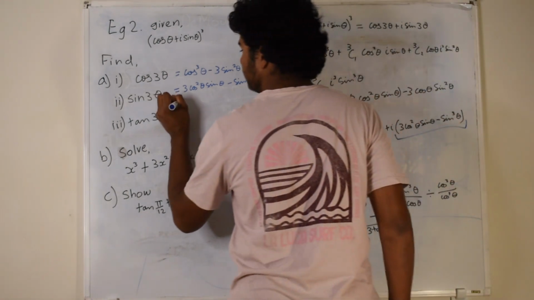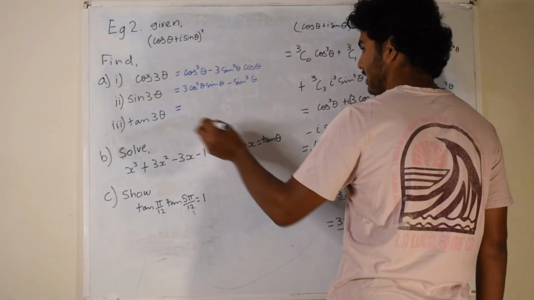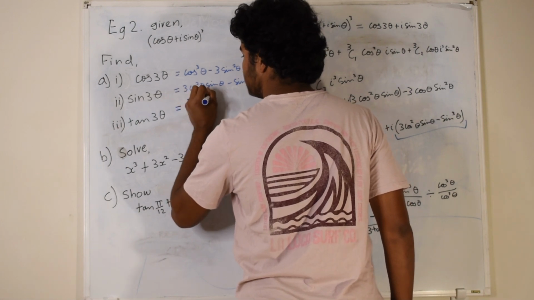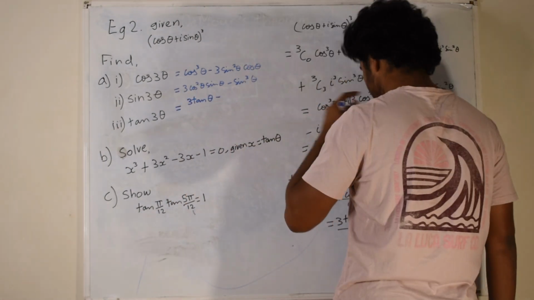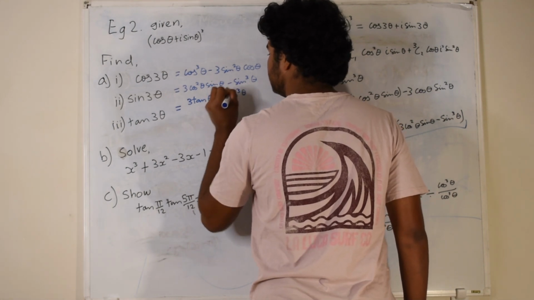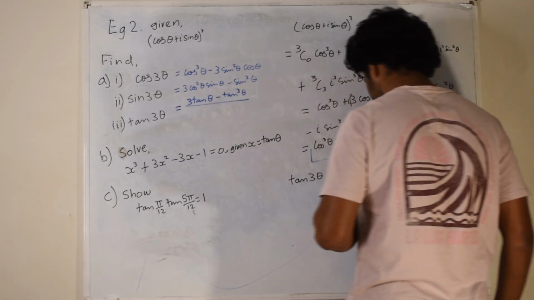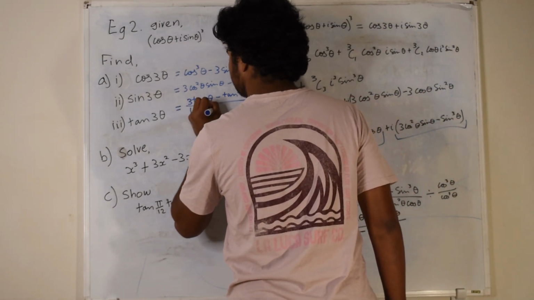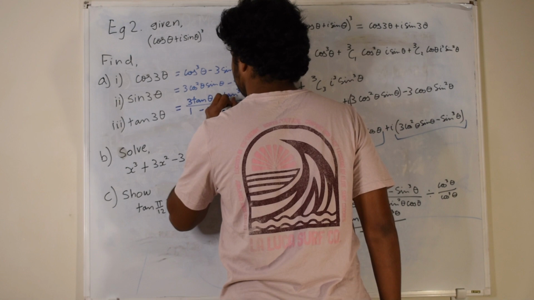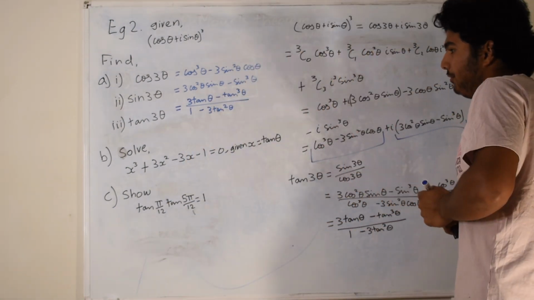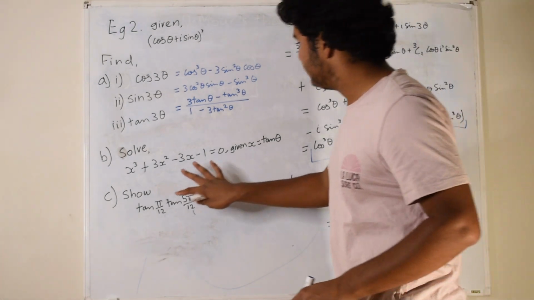So let's just write that down. We've got tan 3 theta equals 3 tan theta minus tan cubed theta all upon 1 minus 3 tan squared theta. So now we look at this equation here.